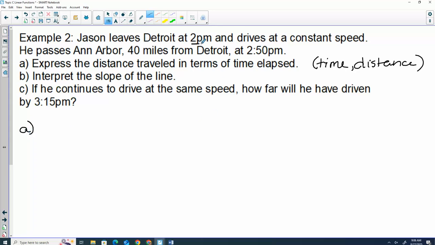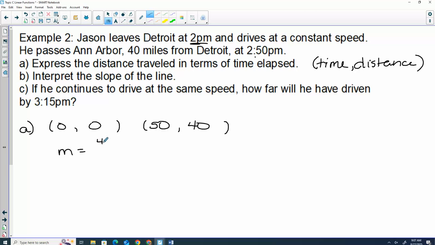So we start at 2 p.m. and we're ending at 2:50. So that's my time. But do I want to use like 2 and 2:50? No. What would I use for my starting time then? 0. Yes. And we end after 50 minutes. So my time is in minutes, the way we're setting this up. Okay, so if I begin, what's my beginning distance? It's even. All right, we start at 0, 0. And my ending distance? 40. Good. So now we can do our slope.